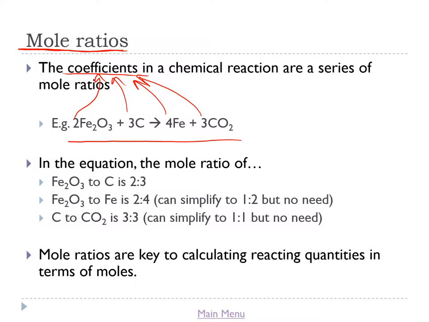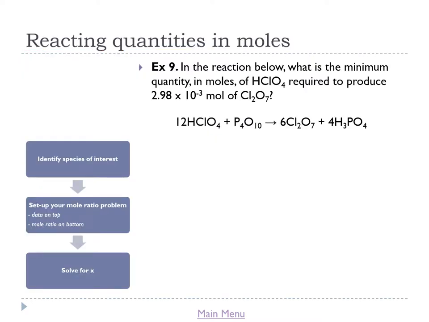So, for example, we can say that in this equation, the mole ratio of iron oxide to carbon is 2 to 3, because there are 2 iron oxides to 3 carbons. We can say the mole ratio of iron oxide to iron is 2 to 4, because there are 2 iron oxides to 4 irons. You can, if you want, simplify that to 1 to 2, but frankly, there's no need, and I think it just confuses things a bit. We can look at the mole ratio of carbon to carbon dioxide. That is 3 to 3. Again, we can simplify it to 1 to 1, but I don't think there's any need. Again, I just think it complicates things. And mole ratios, we're going to learn, are the key to calculating reacting quantities in terms of moles.